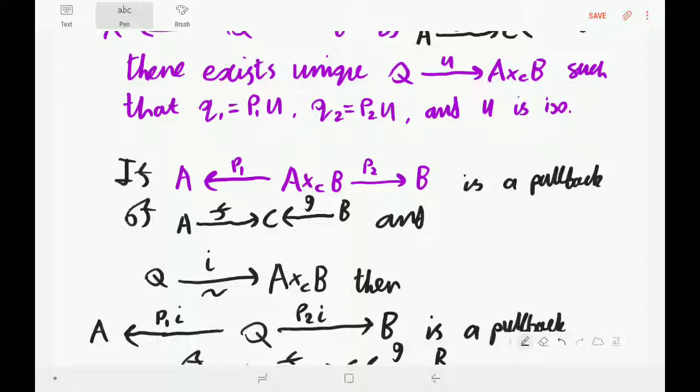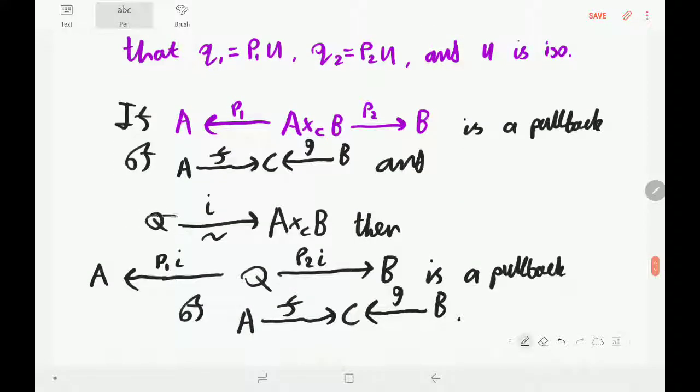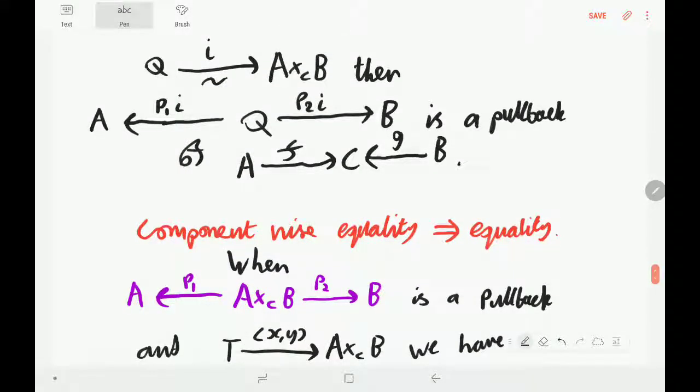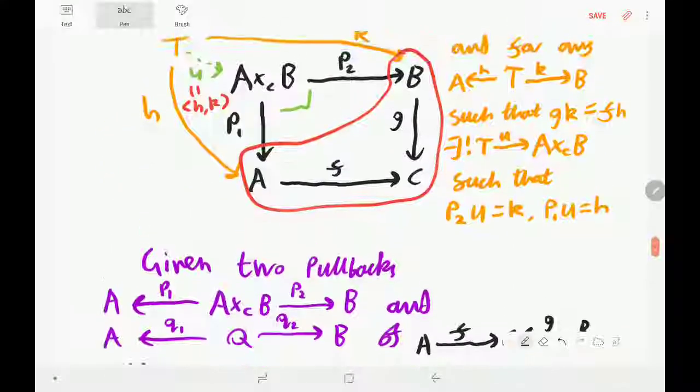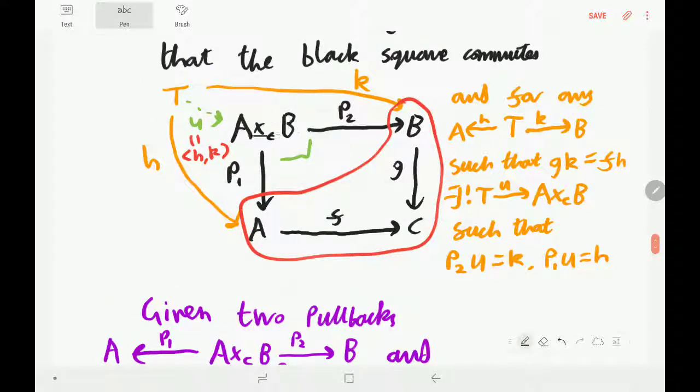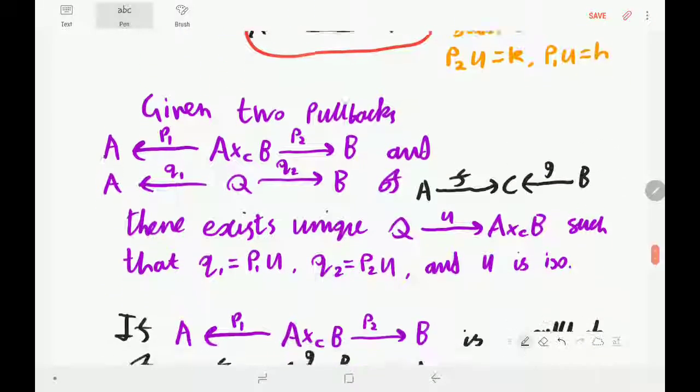The second result is that if A times over C B is a pullback with projections P1 into A and P2 into B, and I is an isomorphism from Q to A times over C B, then Q with projections P1 after I and P2 after I is also going to be a pullback of our corner of arrows. Again, like with products, we have component-wise equality implies equality. So if we have two arrows from T to A times over C B, say H comma K and H dash comma K dash, then if H equals H dash and K equals K dash, those two arrows are equal.